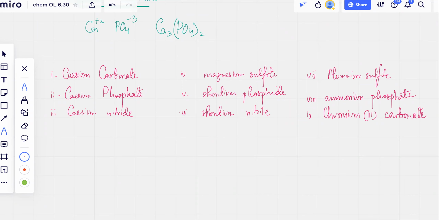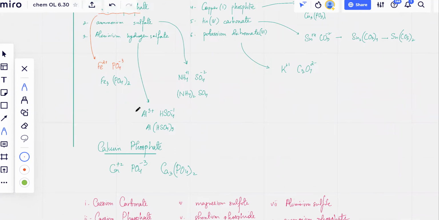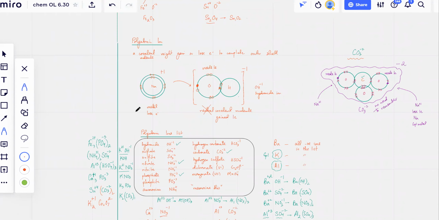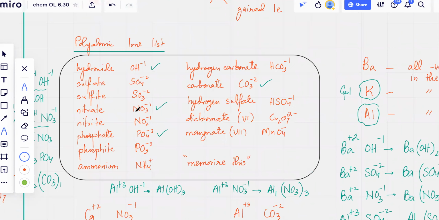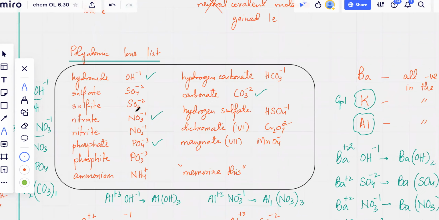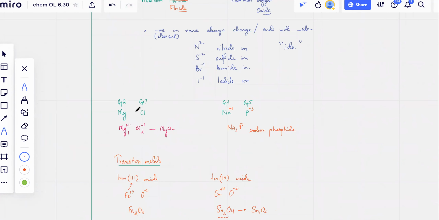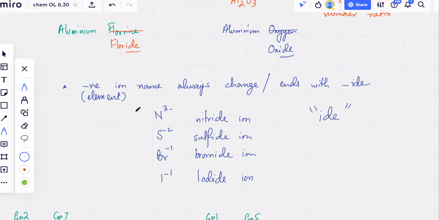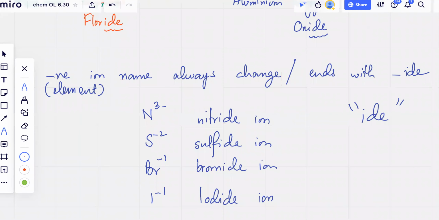Sir, what's the formula for nitride? Which one? This one? Yes, sir. As I told you, it's not in the list. Okay, it's just 1 second. I told you about this one. Okay, that's definitely not in the list. I told you about IDEs. Where did I tell you? Somewhere over here. I told you when it's an IDE, then it's just the element, nothing else. Okay, sir.